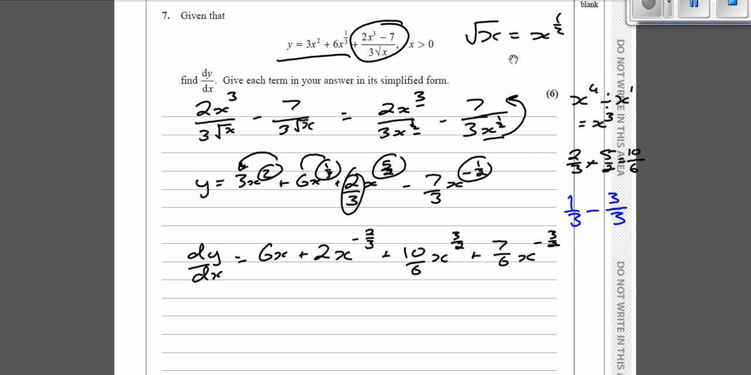So then what we've got to do is simplify, so that's going to be 6x plus 2x to the minus 2/3. 10 over 6 simplifies down to 5 over 3 x to the power of 3 over 2 plus 7 over 6 x to the power of minus 3 over 2. And that's that done. That's 6 marks.